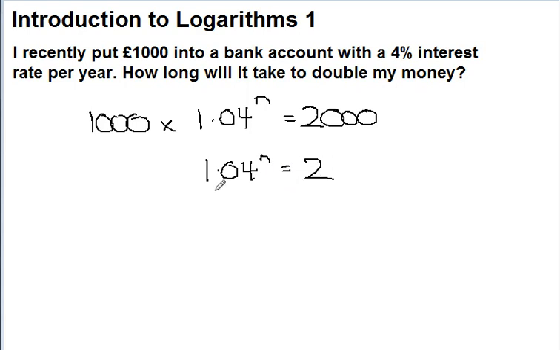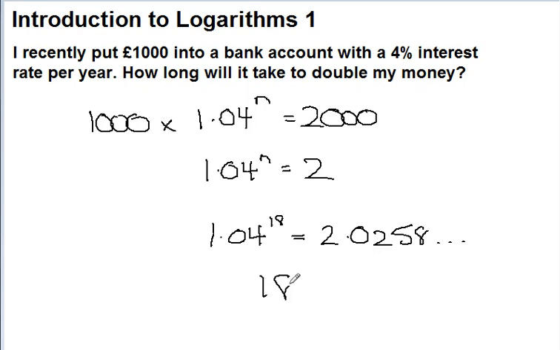Well, I tried different values on my calculator, and when I tried 1.04 to the power 18, that gave me 2.0258, carrying on like that. So pretty close to 2, which means that after around about 18 years, my money will have doubled. As you can see, this is slightly too big, so it might be kind of 17 years and 10 months or something. But again, this is still quite a difficult equation to solve.